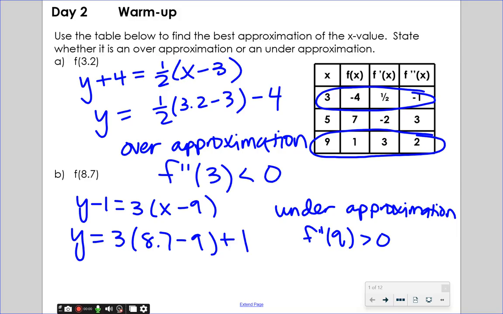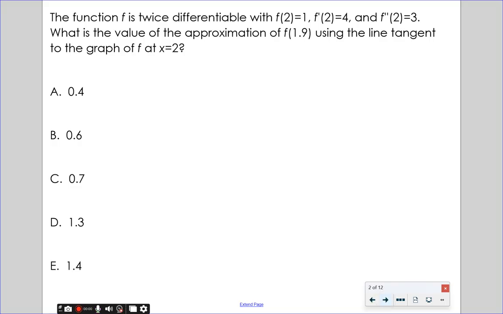Okay, this next question is straight from an old AP exam. This is how it will come up a lot of times. It could be like the table like we just did, or where they just give you the little pieces of information. So it says, what is the value of the approximation of f of 1.9 using the line tangent to the graph? So they're saying use a tangent line.